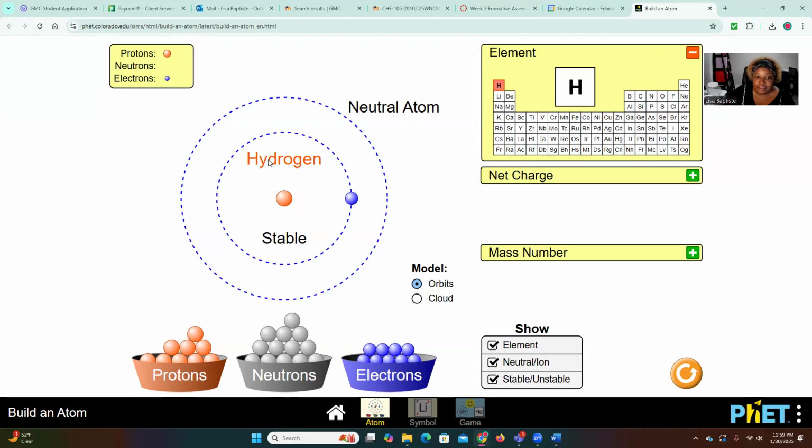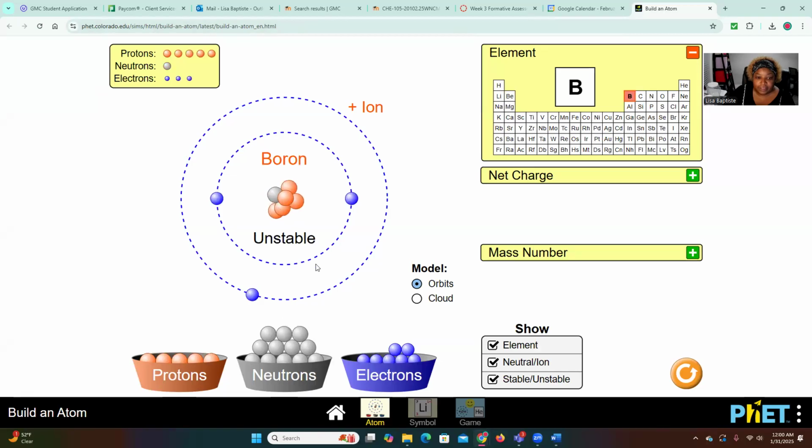So as you can see, as you add more protons, it tells you what the element is, whether it's an ion, and if it's unstable, we can add electrons. So play around with this, okay?